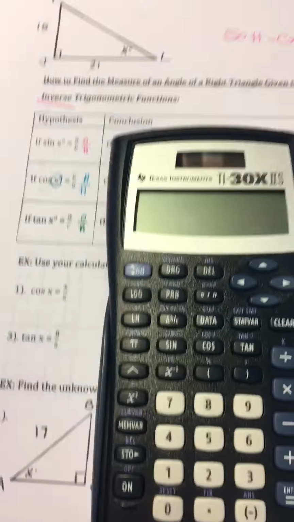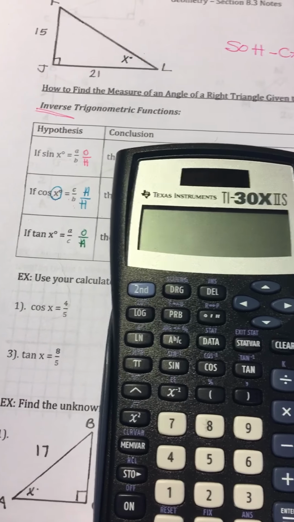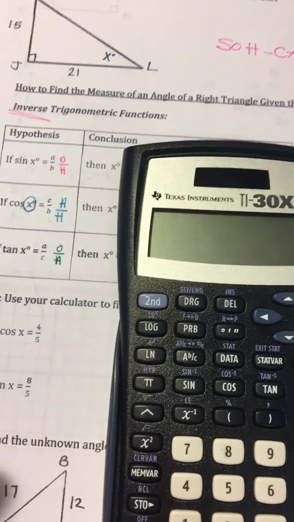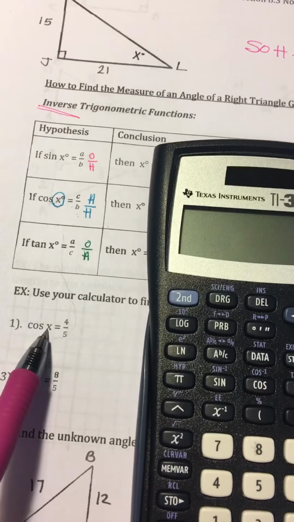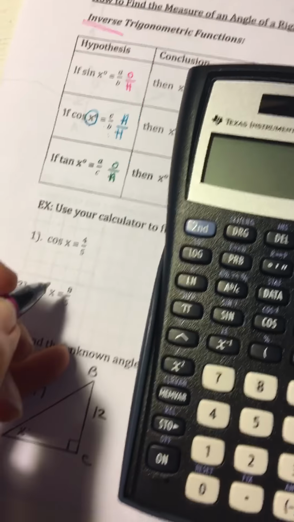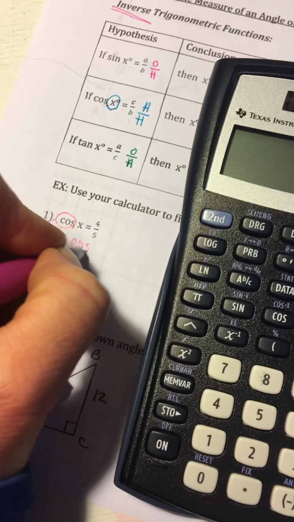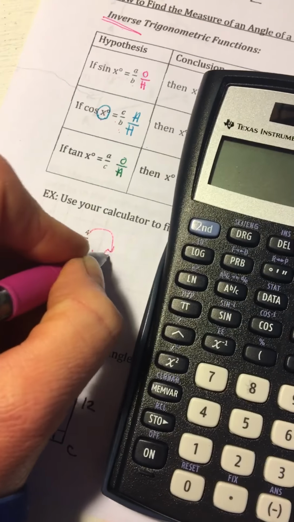Okay, so these questions say use your calculator to find the value of each angle measure to the nearest hundredth. Again, my phone is really shaky, so I'm doing it myself, so it makes it kind of interesting. Okay, so I have cosine of x equals 4 over 5. We don't even need a picture for this. So in order to get x by itself, I'm going to take the inverse cosine of 4 over 5.